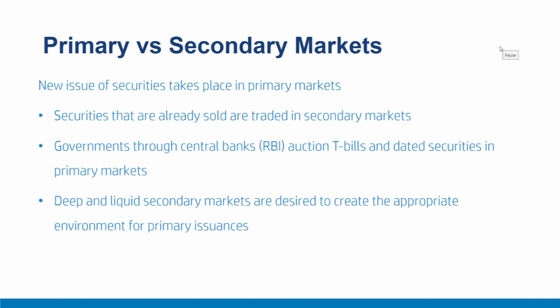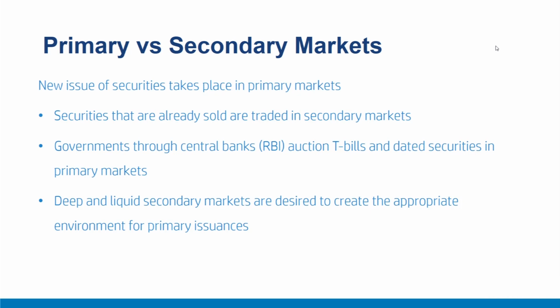Another type of classification is primary versus secondary markets. New issues of securities take place in primary markets, for example, IPOs or issuance of fresh government securities through auctions. These are called primary market trading. Securities that are already issued in primary markets, their trading takes place in secondary markets at exchanges. This is only for the purpose of nomenclature. There is no such physical space or market as such. It is only based on the mode of trading.